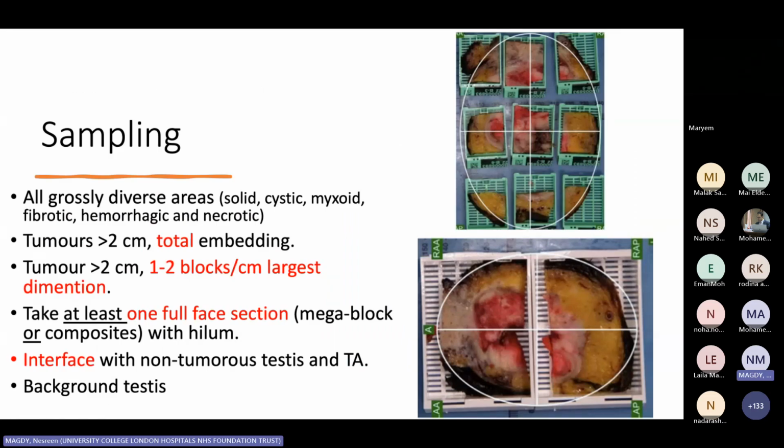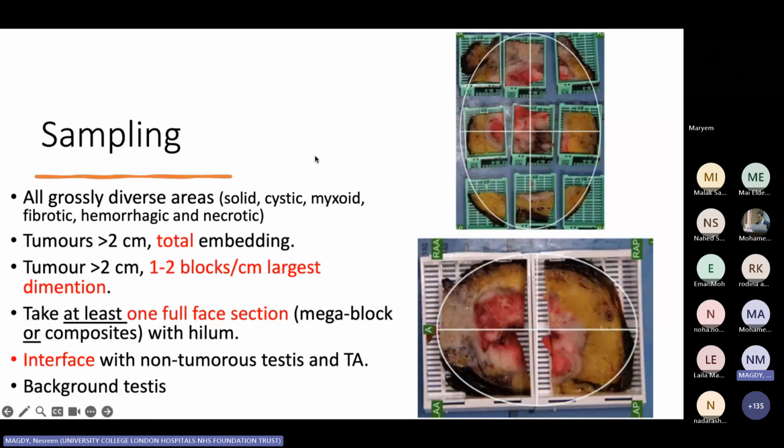So for the sampling, we have to sample all grossly diverse areas. For tumors that are less than 2 centimeters, we have to embed the entire tumor. For tumors that are more than 2 centimeters, at least 1 to 2 blocks per centimeter from the largest tumor dimension should be taken, and sometimes we need to take more sections. It's a good practice to have at least one full face section having the entire testis with the surrounding tunica and including the hilum. If you have the facility of mega blocks, that would be better. If not, we can do it as composite blocks or composite slides, as in the upper picture.